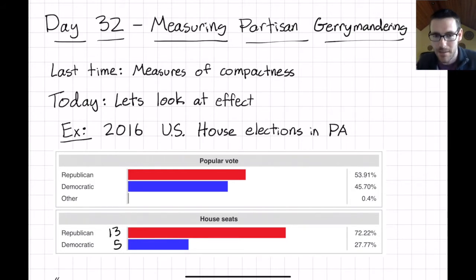The point that I'm trying to make is that we need a little bit more than just saying, hey, these proportions don't add up.